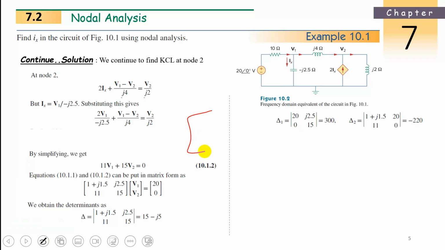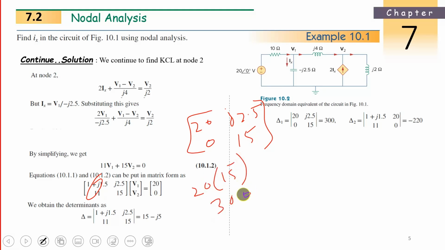So we have to write 20. That is the first column. You remove this first column and write 20 and 0. Second column as it is, j 2.5 and 15. Like this. Now what is the resultant? Delta 1. Delta 1 is the resultant, which I can write as diagonal multiplication: 20 multiplied by 15 is equal to 300, other diagonal minus 0.